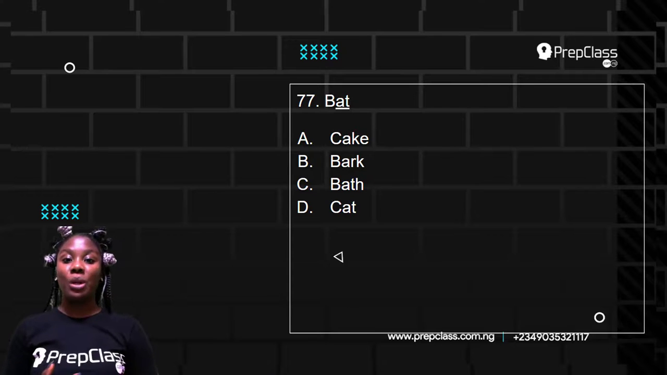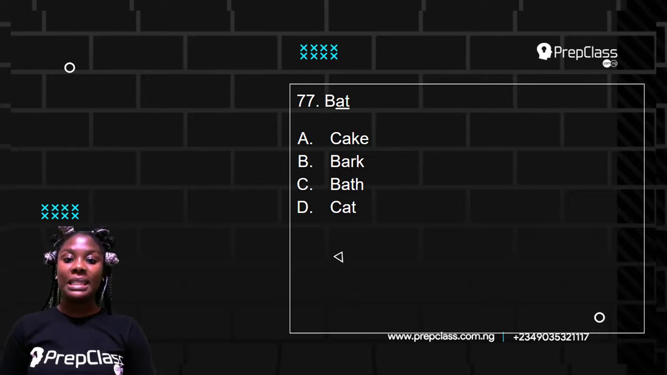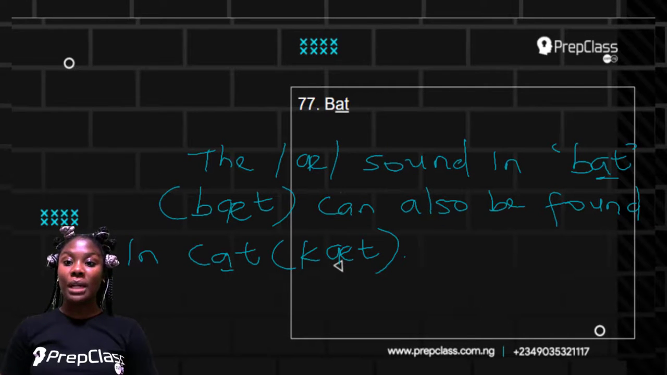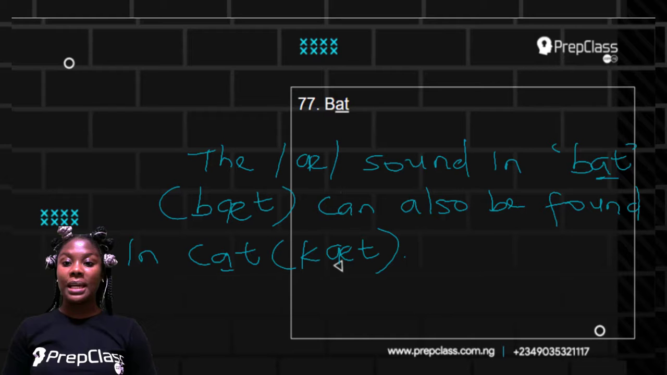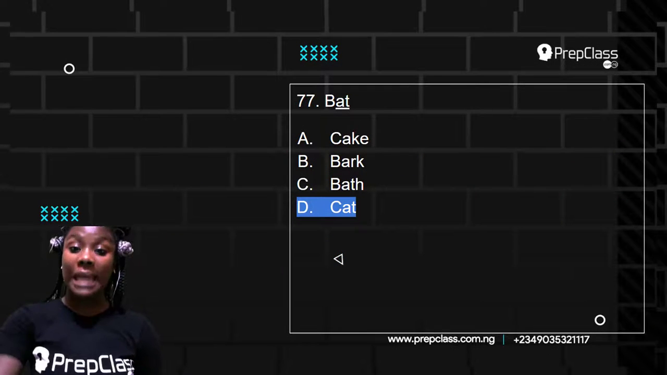Our 77th question: bat. Where can we find it? A, cake; B, bark; C, bath; D, cat. Which is it? The sound in bat can also be found in cat. Bat, cat. No wonder they sound very much alike. So we have it in cat, option D.